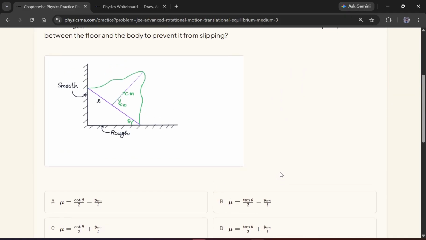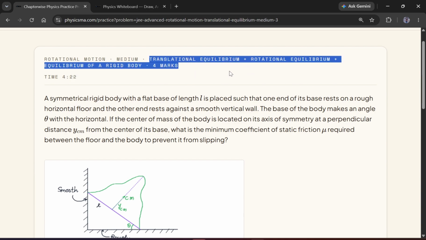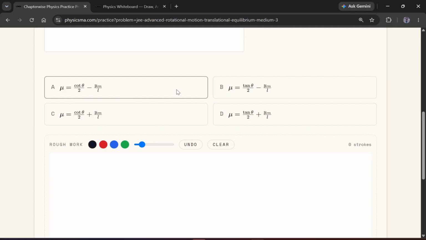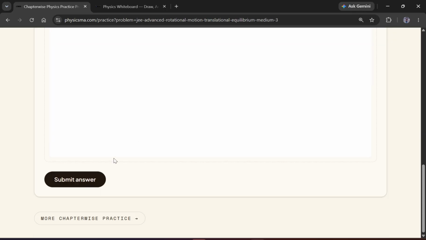Okay. So first, let me tell you about the feature. Here you can see that this problem is from rotational motion, a medium level problem, and the topics are translational equilibrium plus rotational equilibrium, that is, the equilibrium of a rigid body. Now here we have the four options, and I have given a whiteboard for rough work on which you can do your rough work, and finally submit the answer.